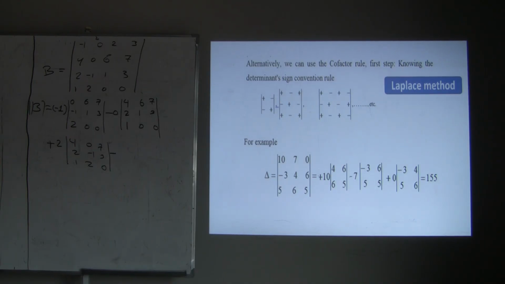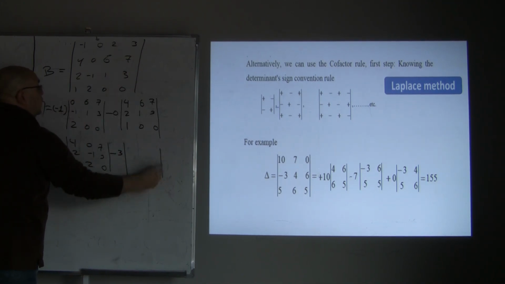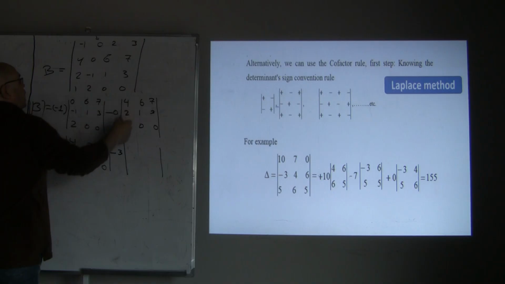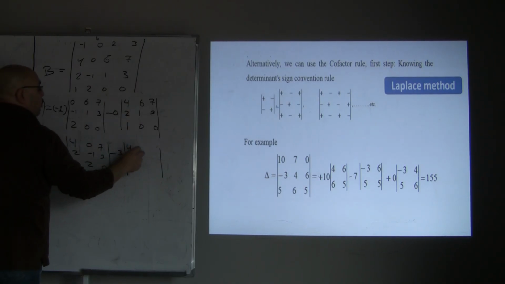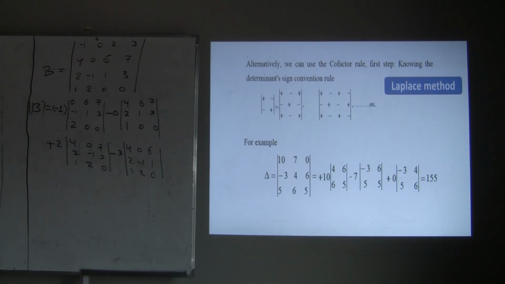Then the number after, which is going to be 3. Then eliminate the row and the column. So the remaining will be 4, 0, and 6; 2, negative 1, and 1; 1, 2, and 0. Are you with me?